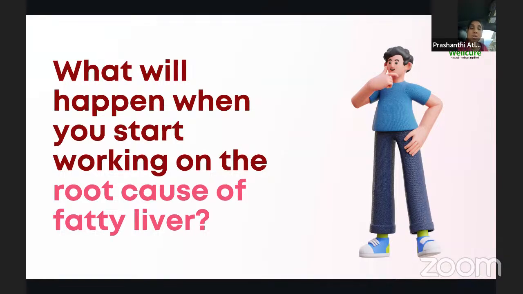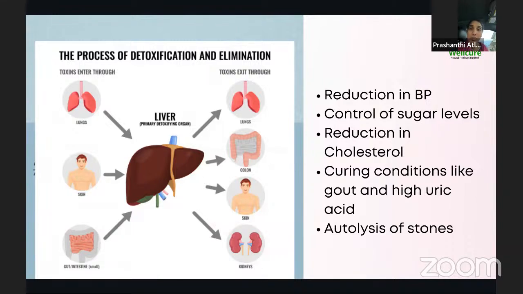So what will happen when you start working on the root causes of fatty liver? Gradually, lots of better changes: reduction in blood pressure, control of sugar levels, decrease in insulin resistance, reduction in cholesterol, and curing conditions like gout and high uric acid. All of them are going to happen, and all these stones are going to dissolve. Trust us, it works wonders.